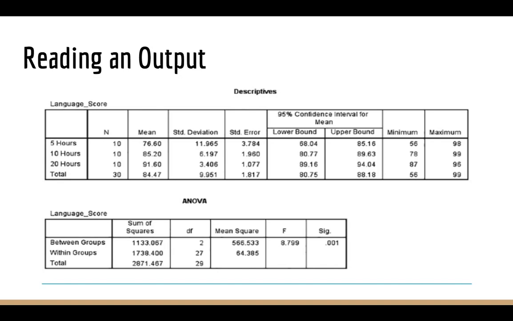So the ANOVA table is telling us that somewhere there was a difference between our groups, but notice it doesn't tell us where. To do that, we have to do something else. We have to do something called a post hoc, which we'll see when we run through an example. So don't worry about that right now. So for right now, we can see that our groups were different from each other.